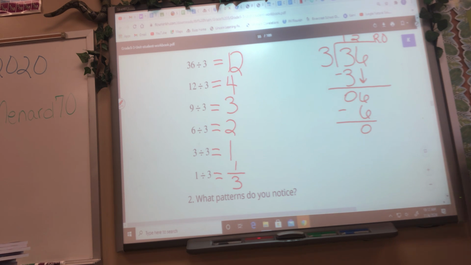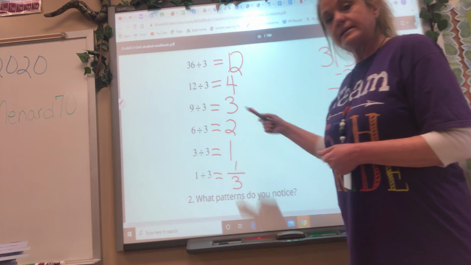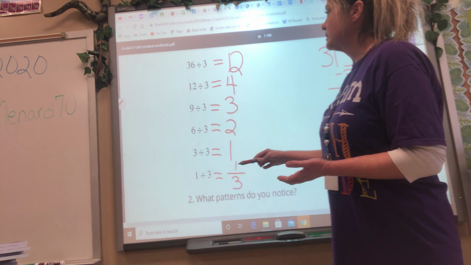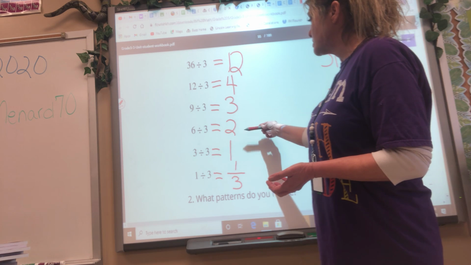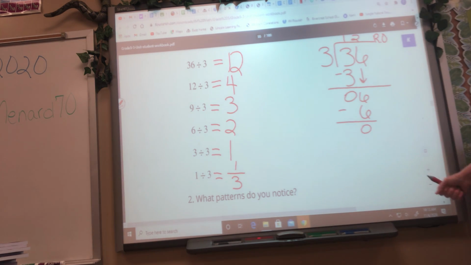Okay, so what patterns do we notice? We notice if the divisor stays the same and the dividend is decreasing, then our quotient will also decrease by the same amount.